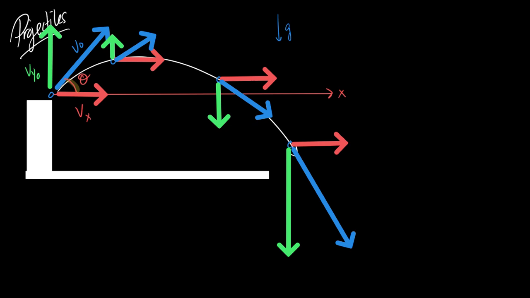Are we doing all right so far? We call the point where the object lands the range of the projectile.